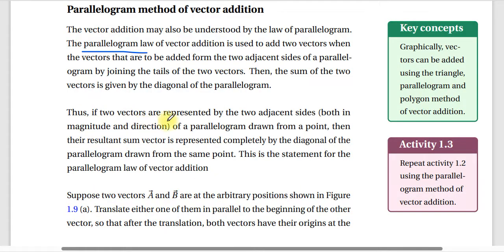Thus, if two vectors are represented by two adjacent sides, both in magnitude and direction, of the parallelogram drawn from a point, then the resultant sum vector is represented completely by the diagonal of the parallelogram drawn from the same point. So, this is the statement of the parallelogram law of vector addition.